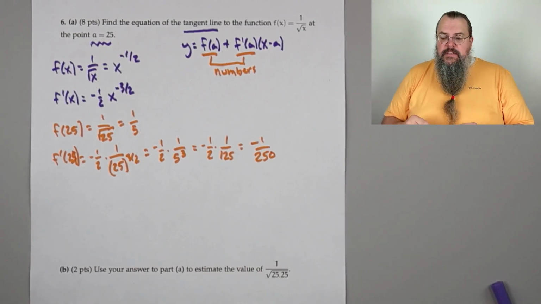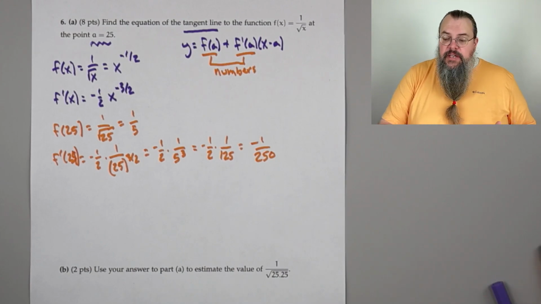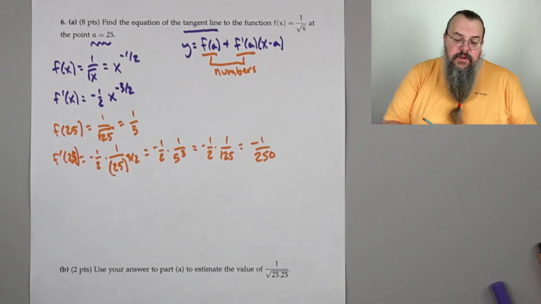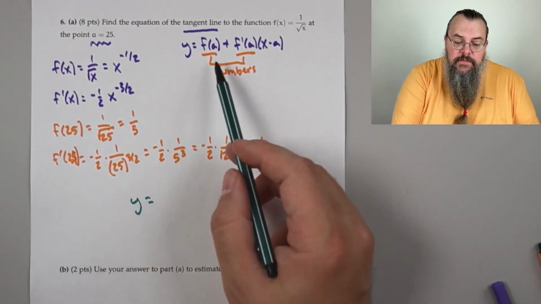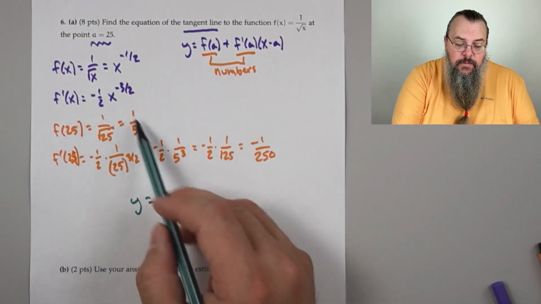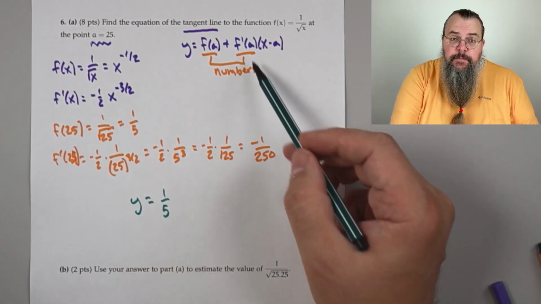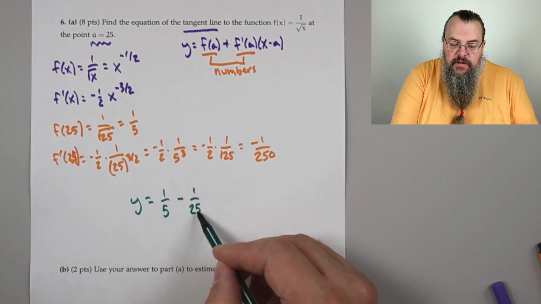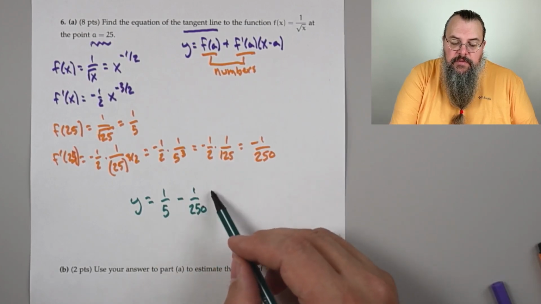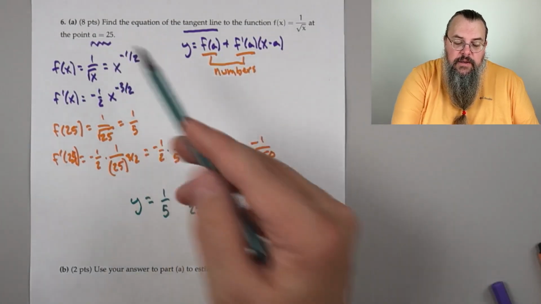Okay, now we're ready to go. We just put everything together, and what do we have? Our tangent line looks like y is equal to our function at our point, so that's 1/5, plus our derivative at our point, minus 1 over 250, times x minus our point a, which is 25.